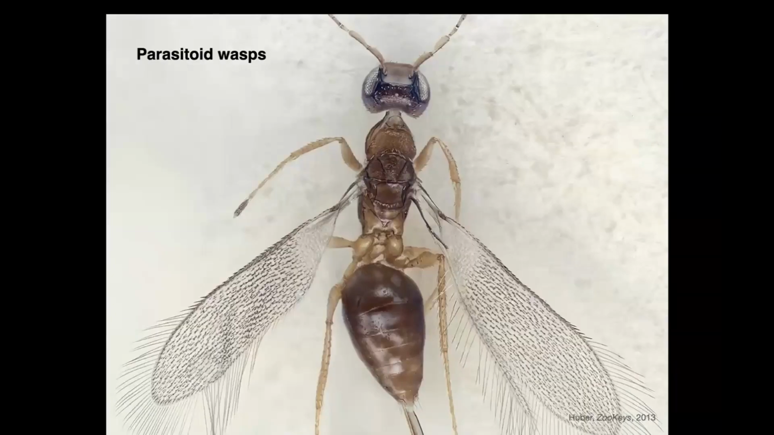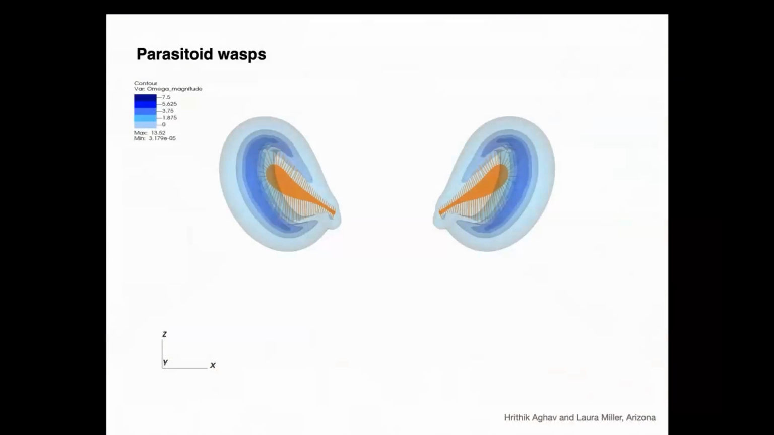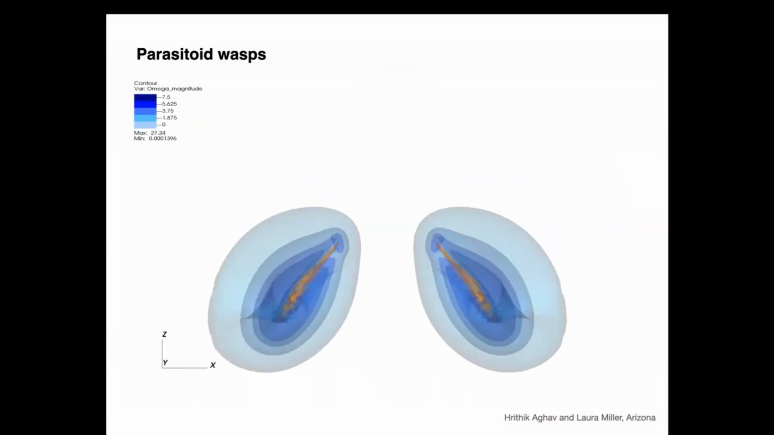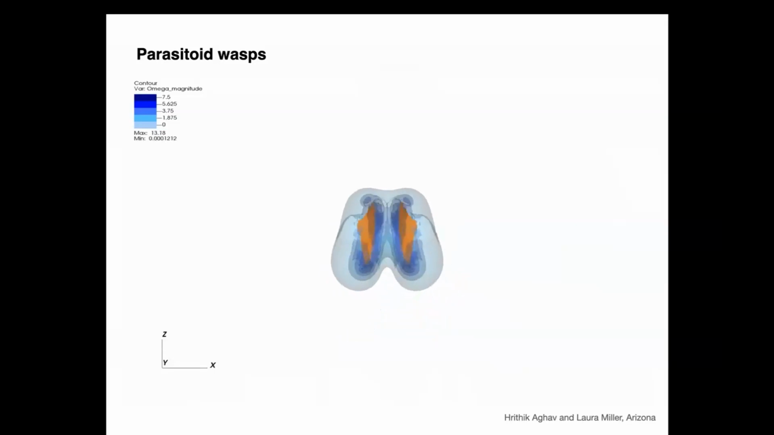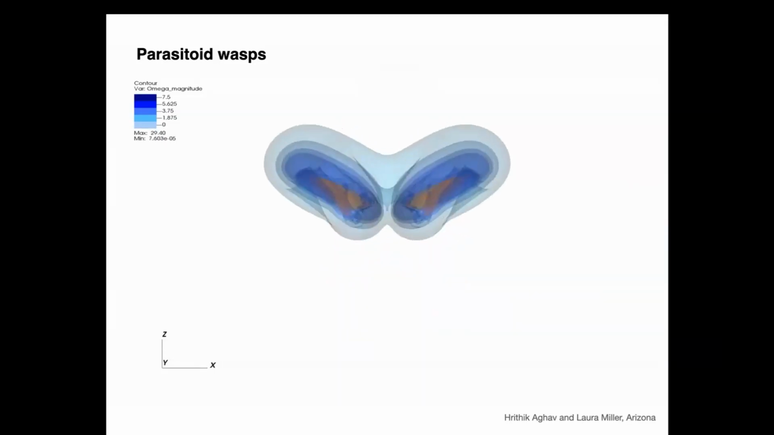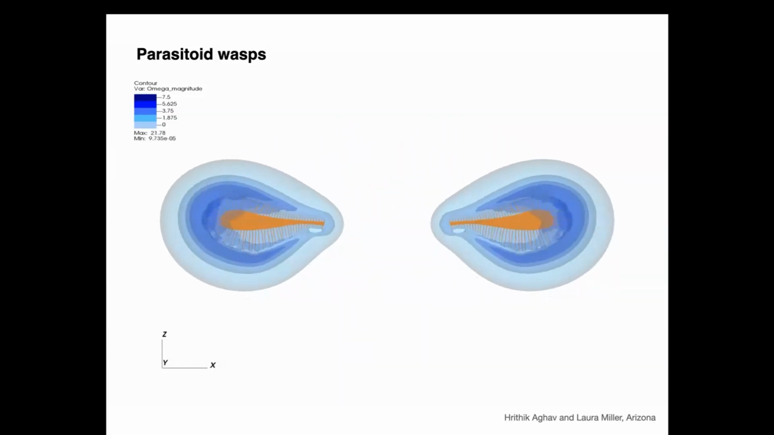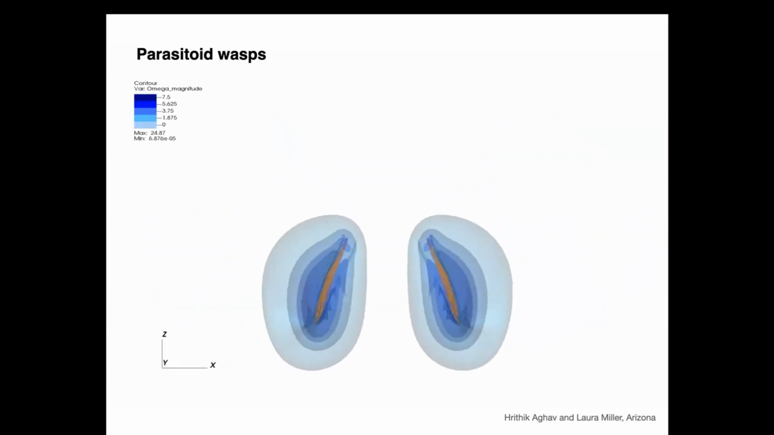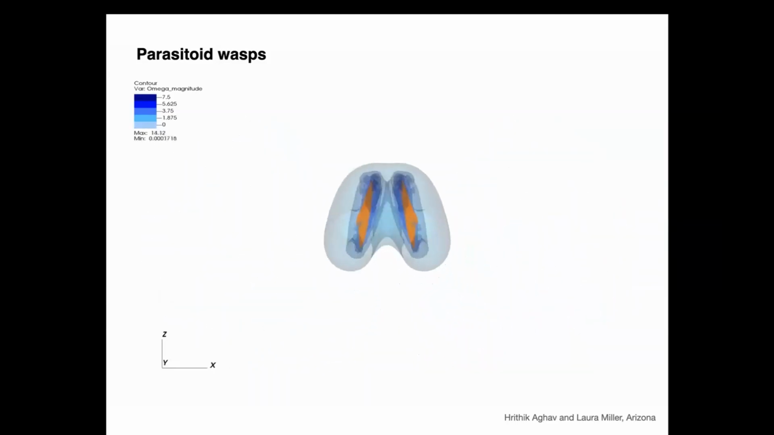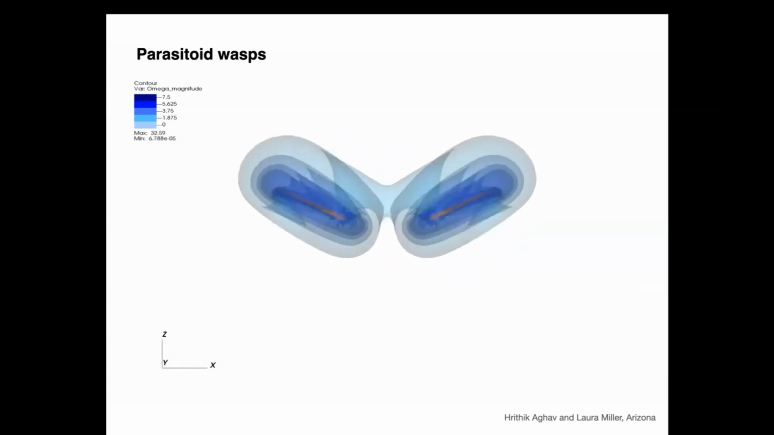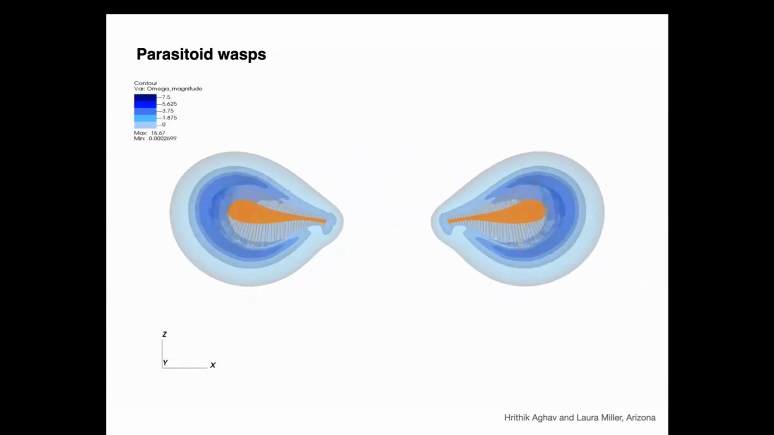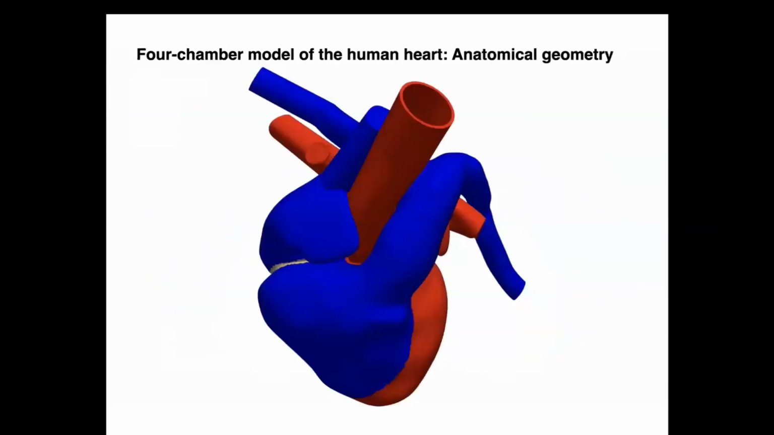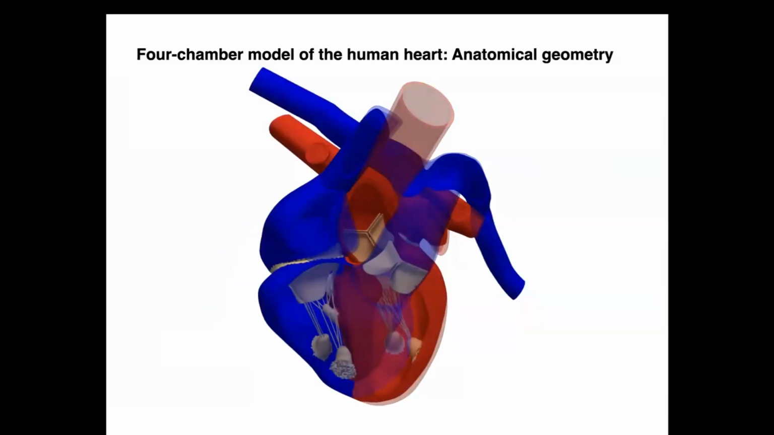So Laura has been using these things to look at insect flight. This is a movie that's, I think, a few years old now, where they were looking at the bristled wings of these parasitoid wasps. So these are really tiny insects that fly at Reynolds numbers of like 20 or something like that. And so the overall aerodynamics here are very different than what you see in insects that are flying at a kind of higher Reynolds number.